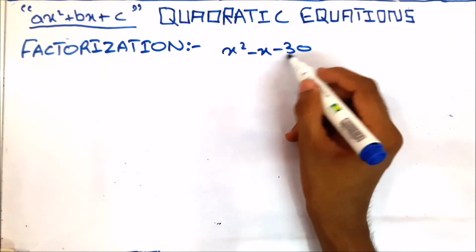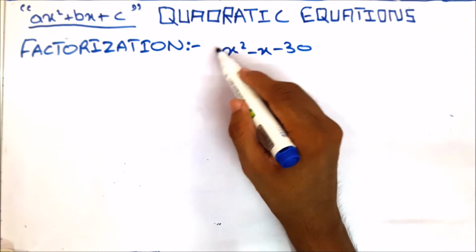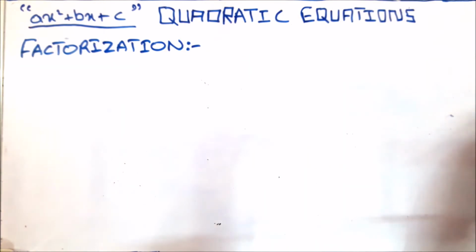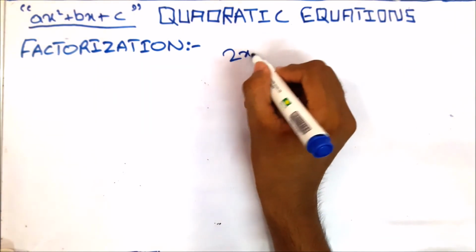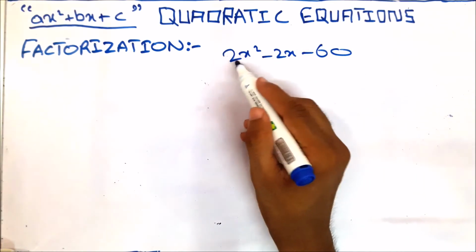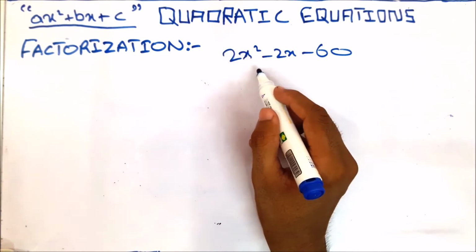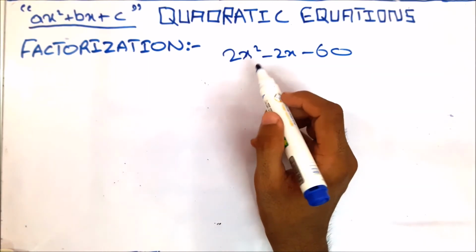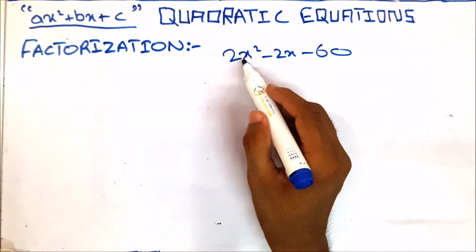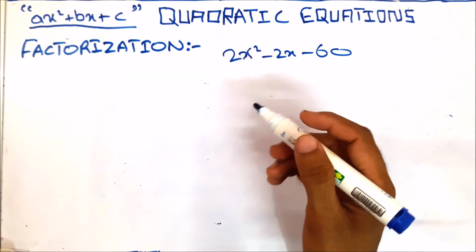So we have this number. The first thing is that you have to get this cleared. Like if we had an equation in the form 2x squared minus 2x minus 60, you have to get this x squared alone to apply the factorization method. You can apply the factorization method even now, but it's better if you get this x squared alone. It makes things easier and solves your question very quickly.